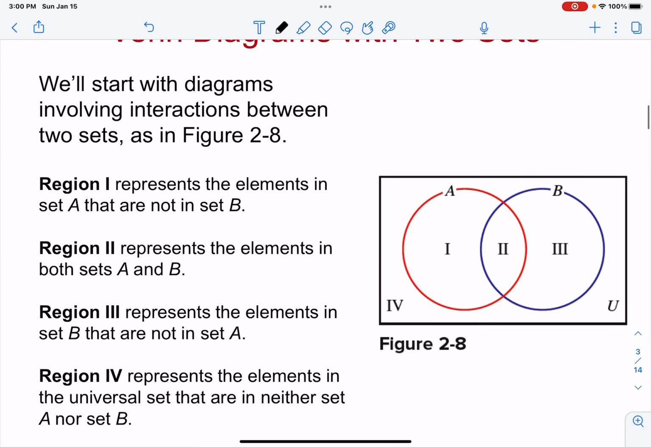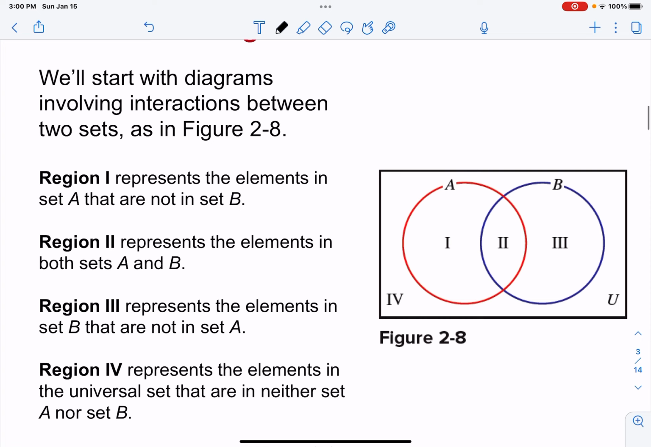Okay, so when you start the diagrams involving intersections between two sets, region 1 represents the elements in set A that are not in set B. Region 2 represents the elements in both sets A and B. And 3 represents the elements that are in set B but not in set A. And of course, 4 represents the elements in the universal set that are in neither set A nor set B.